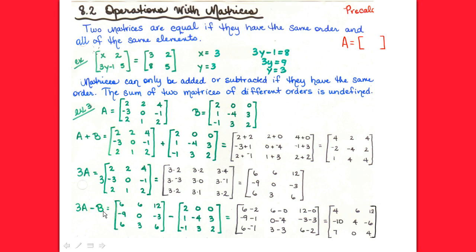So I could go ahead and do my scalar multiplication of 3A. As a matter of fact, we've already done that right here. So this is the matrix 3A. So I can take 3A and then I can subtract matrix B. So I'm just going to go what's in the first row, first column, minus what's in the first row, first column, and that answer goes in the first row, first column. What's in the first row, second column, minus what's in the first row, second column, and that answer goes in the first row, second column.